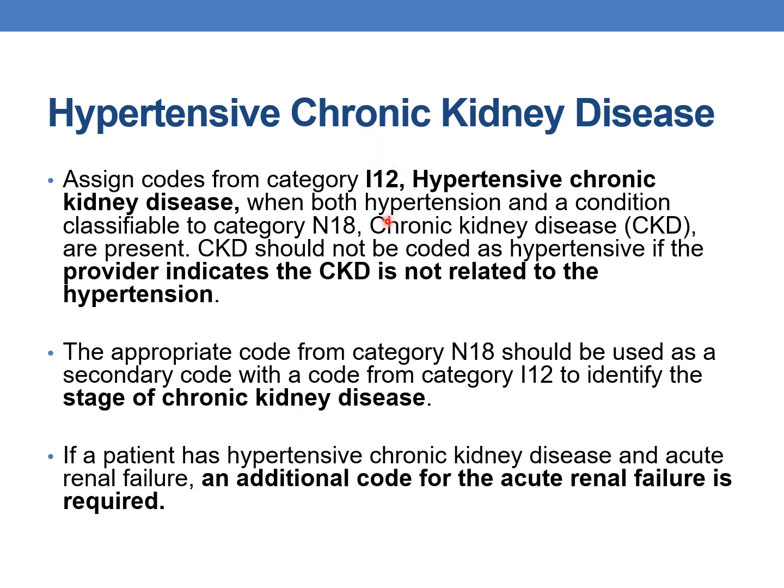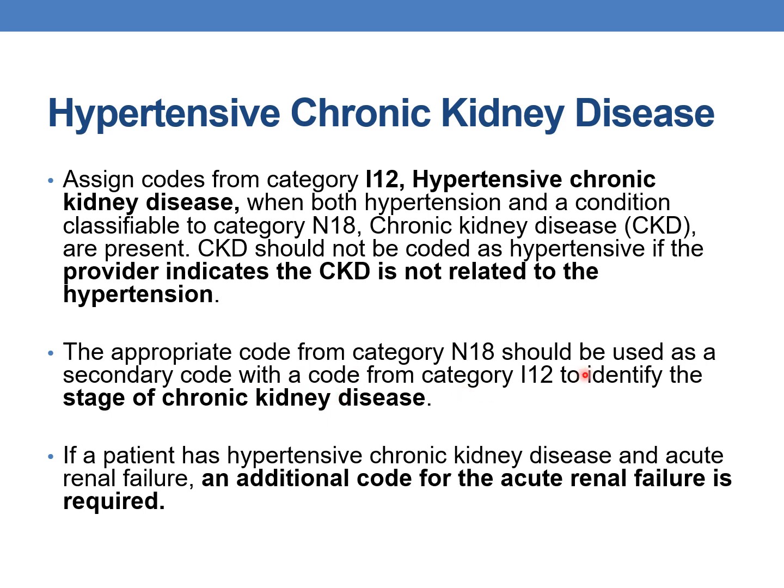Assign the code from category I12, hypertensive chronic kidney disease, when both hypertension and a condition classifiable to N18, chronic kidney disease, and N26 are present. CKD should not be coded as hypertensive if the provider indicates that CKD is not related to hypertension.